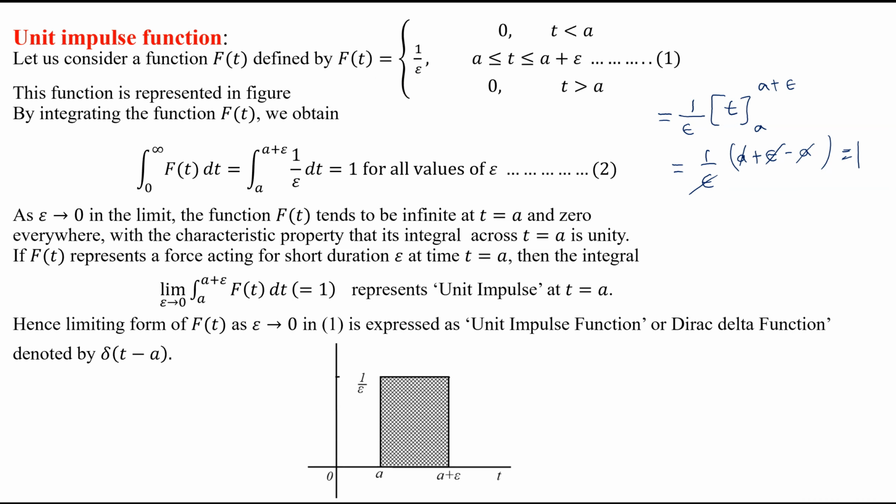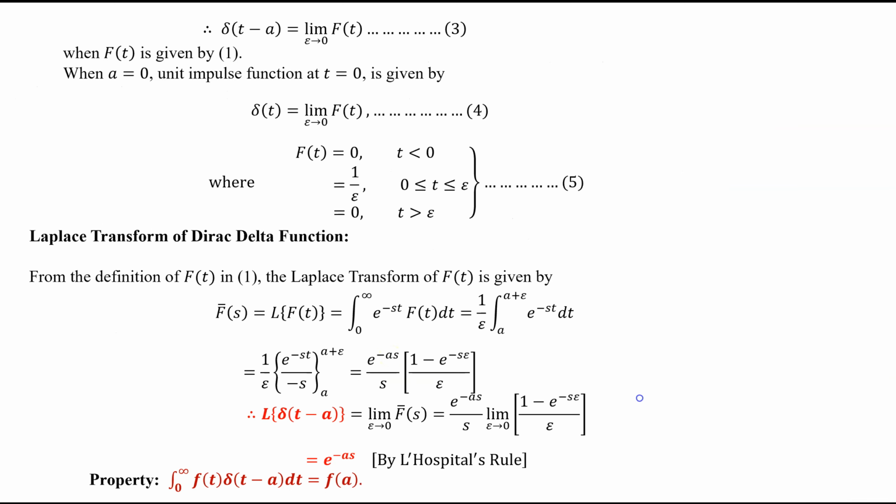So the limiting form of f of t as epsilon tends to 0 is called the unit impulse function or Dirac delta function. The Dirac delta function or unit impulse function is denoted by delta of t minus a. So delta t minus a indicates the unit impulse function. In a very short amount of time, if a very large force is applied, then that is called the unit impulse function or Dirac delta function.